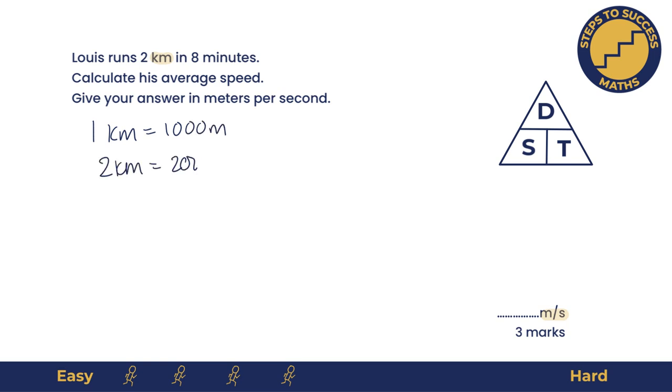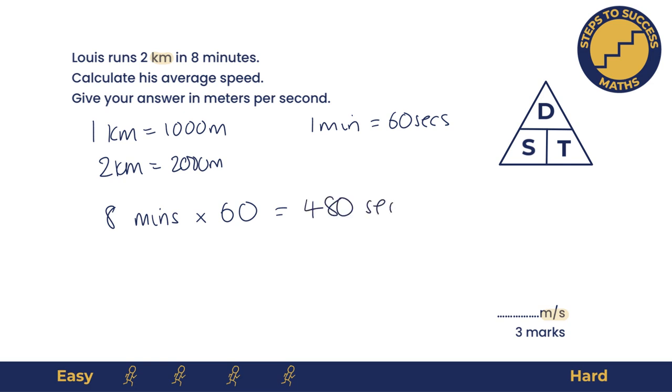And our time is 8 minutes and we need that in seconds. So seconds are going to be more seconds than there are minutes. So we do 8 times 60. There are 60 seconds in a minute. 8 times 60 is 480.